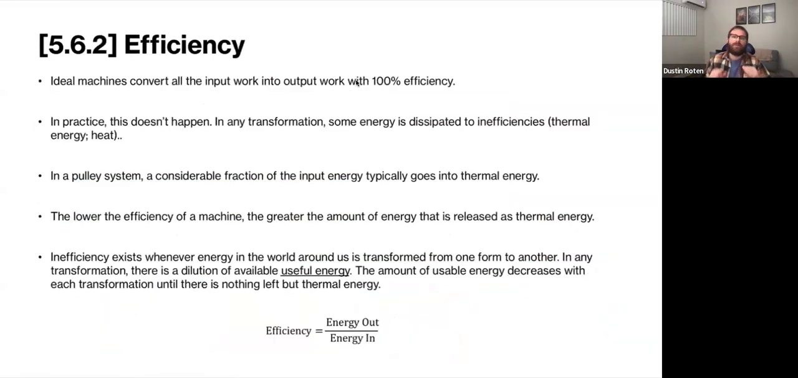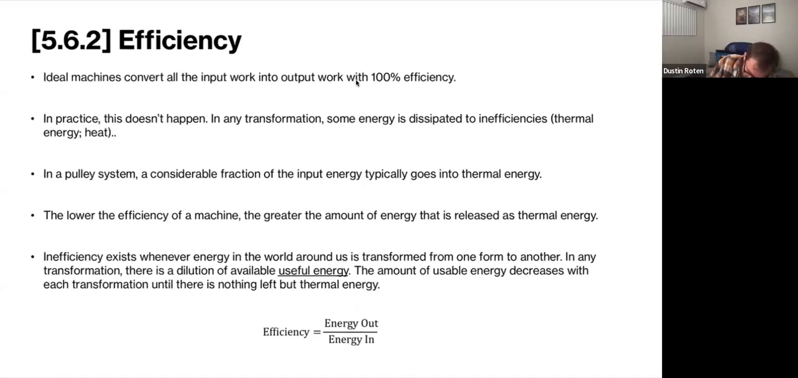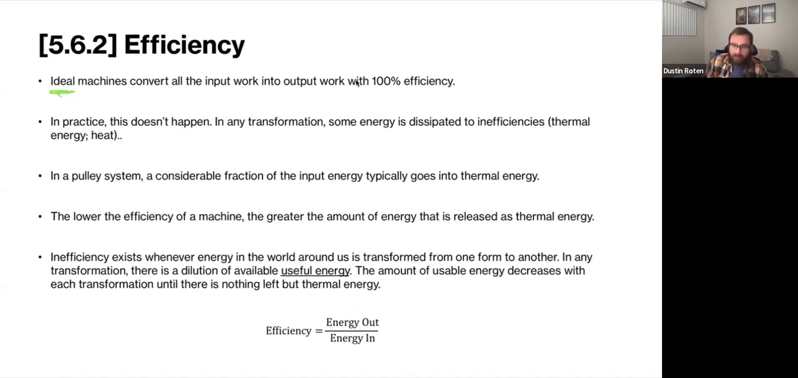This is going to lead us to talking about efficiency and just how well these levers or pulleys or whatever machine you're talking about is going to work. So ideal machines, that's important, ideal machines, basically perfect, best thing ever. Ideal machines convert all the input work into output work, right? So that's going to be 100% efficiency. Everything you put in, you're going to get out on the other side.